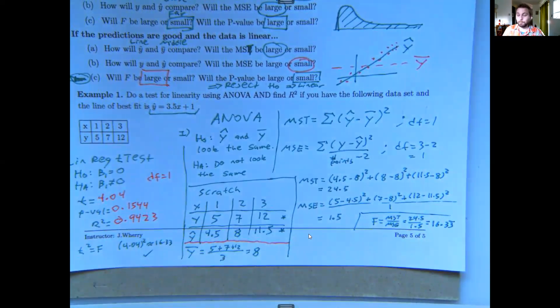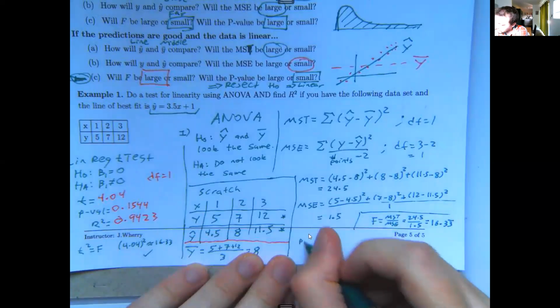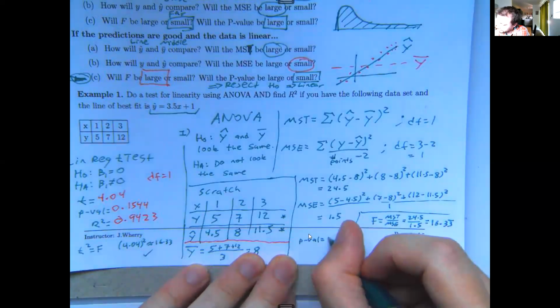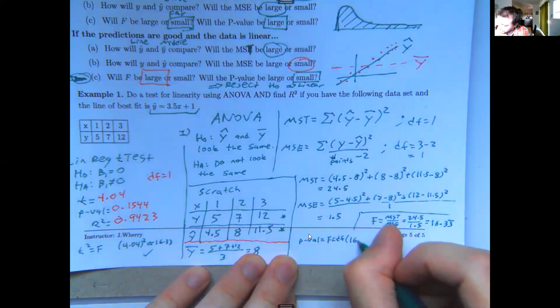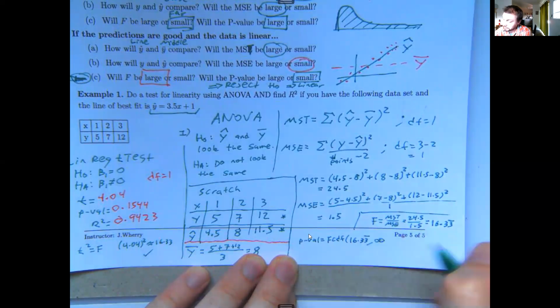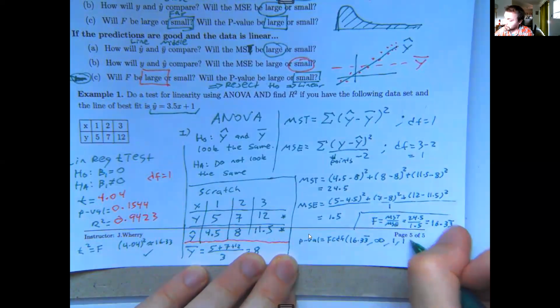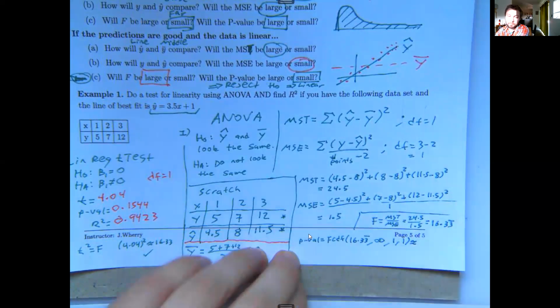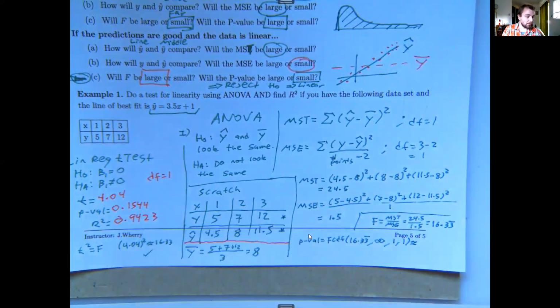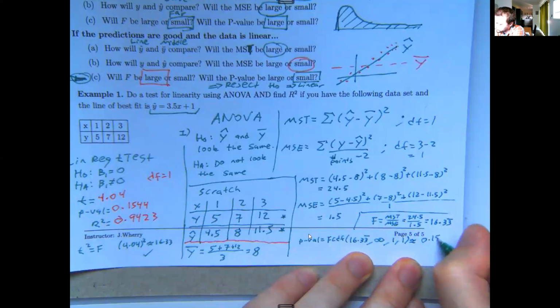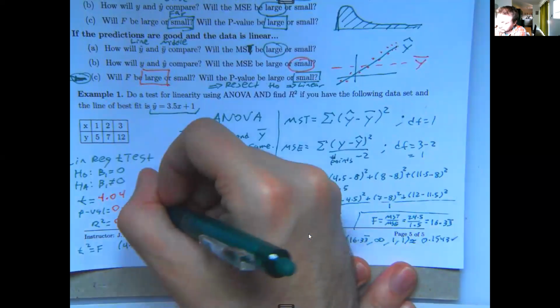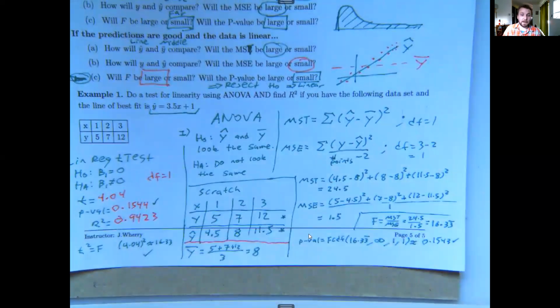Next thing that should match up is the p-value, though. So my p-value is FCDF. It's a right-tailed test. It starts at 16.33 repeating, comma infinity. And this is a really, really large f-score, but your degrees of freedom are pretty small. They're 1 and 1. When I type this into my calculator, FCDF 16.33 repeating, comma infinity, 1 and 1, it looks like I get an FCDF of something like 0.1543, which up to a little bit of round-off error is pretty close to my old p-value.